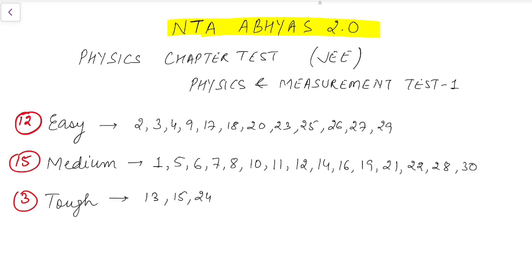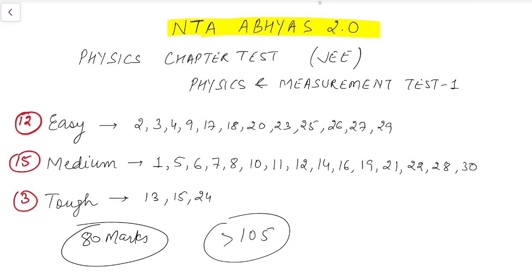12 questions I have termed as easy, 15 I have termed as medium, and 3 are tough. They are also not that tough, so it's a very perfect paper. So going by this analysis, a good student or above average score would be 80 marks. You should get 80 marks in this paper if you are good in this chapter, and if you are very good, you should get a score greater than 105. That is what you should be getting if you are very good in this particular topic.